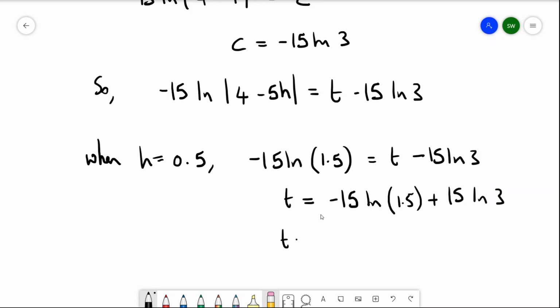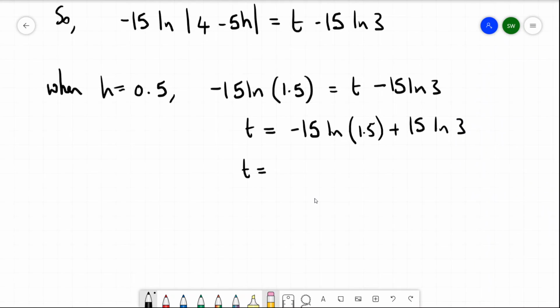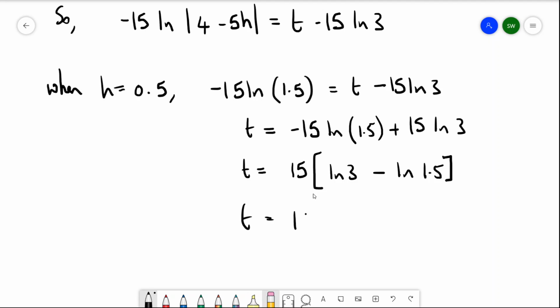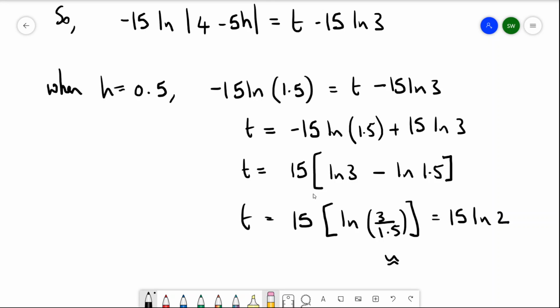So remember, we're probably looking for an exact value because we're in pure maths here, although we could also give a decimal approximation. I'm going to take 15 outside of a bracket, and then I'm going to have log 3 minus log of 1.5. And then I'm going to use a log law to write this as a single log. So I can write that as log of 3 divided by 1.5. Well, 3 divided by 1.5 is just 2, so it's 15 log 2. And we can give an approximation, so that's approximately 10.4.